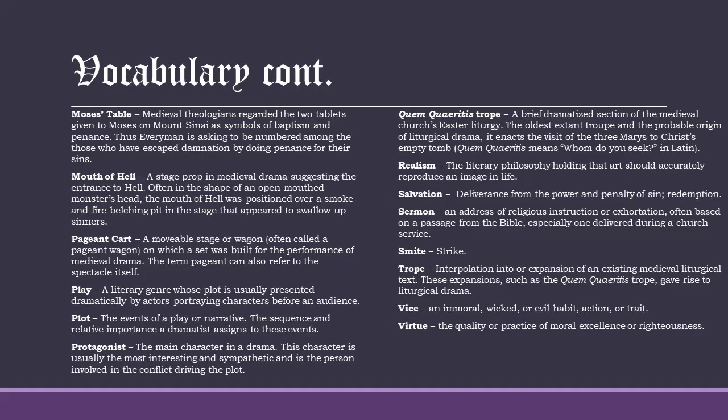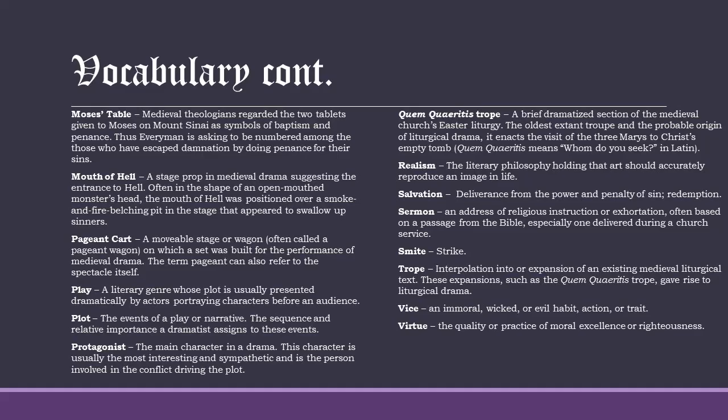Plot: the events of a play or narrative, the sequence and relative importance a dramatist assigns to these events. Protagonist: the main character in a drama. This character is usually the most interesting and sympathetic and is the person involved in the conflict driving the plot.